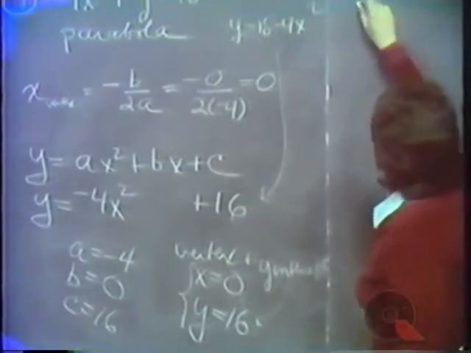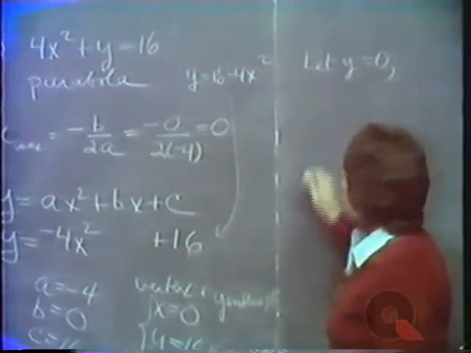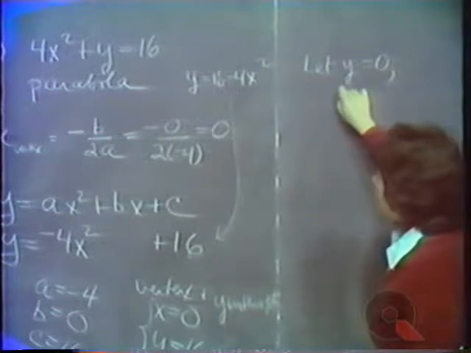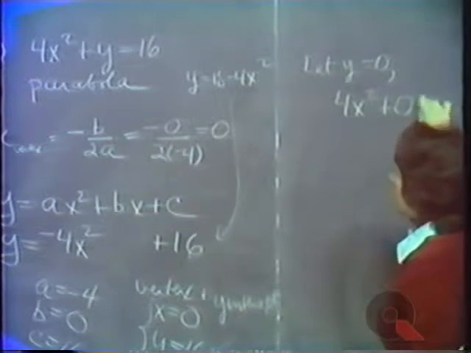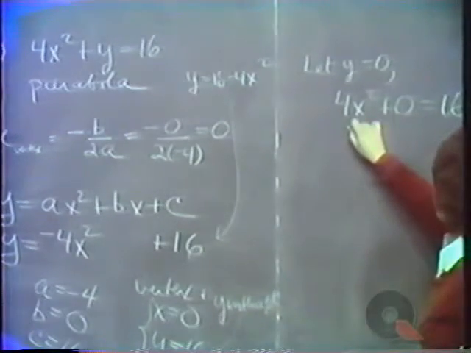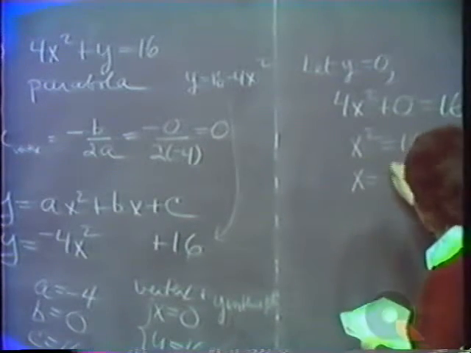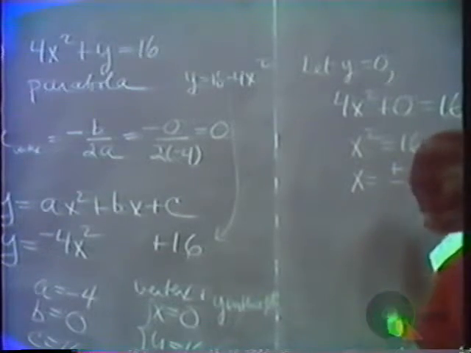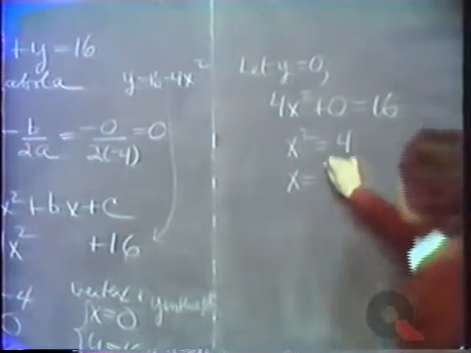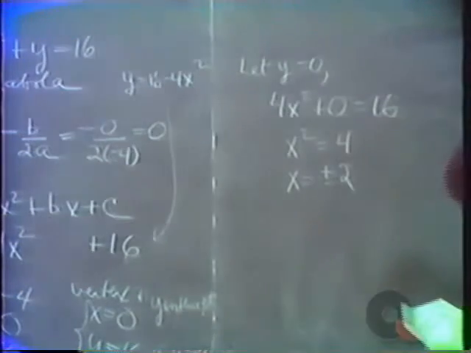To get the x-intercept, we let y equal 0. You can go back to the original equation or this one here. In the original equation, we have 4x squared plus y equals 16, or 4x squared plus 0 equals 16. Dividing through by 4, x squared equals 4. X is plus or minus 2. So we have two x-intercepts.